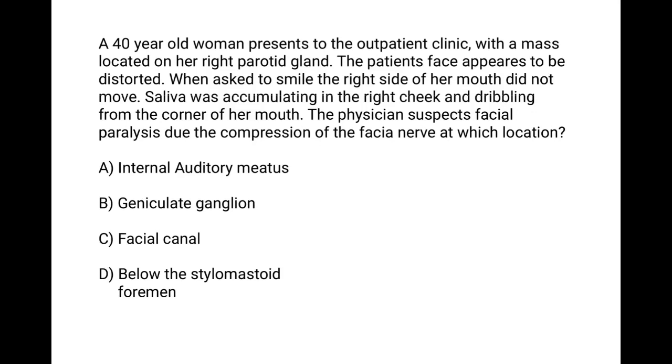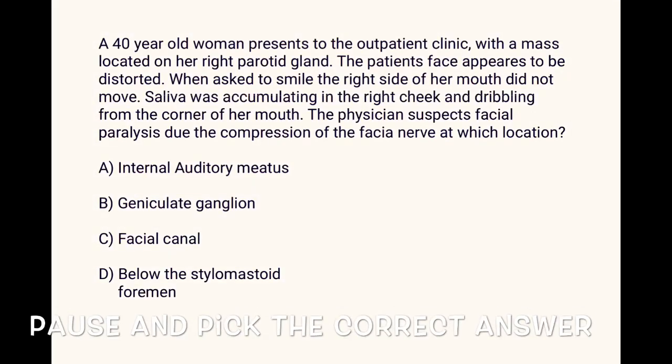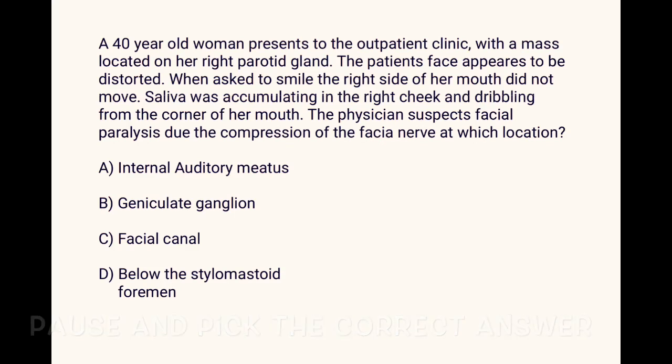The physician suspects a facial paralysis due to the compression of the facial nerve at which location? We will discuss the facial nerve in more detail. The facial nerve will leave the skull with cranial nerve number 8 via the internal acoustic meatus. As this facial nerve courses down, at the level of the geniculate ganglion, we are going to have a branch called the greater petrosal nerve.